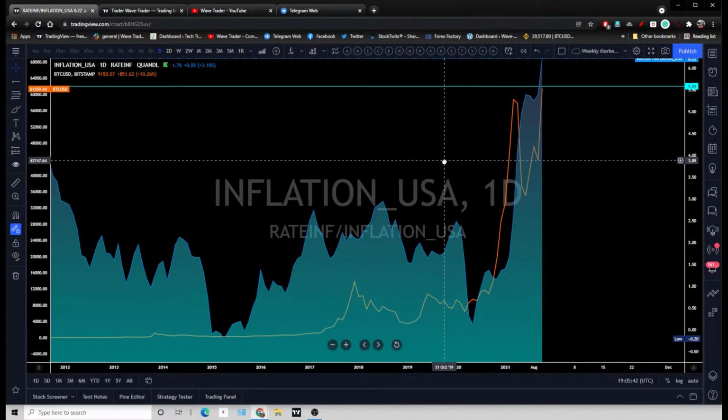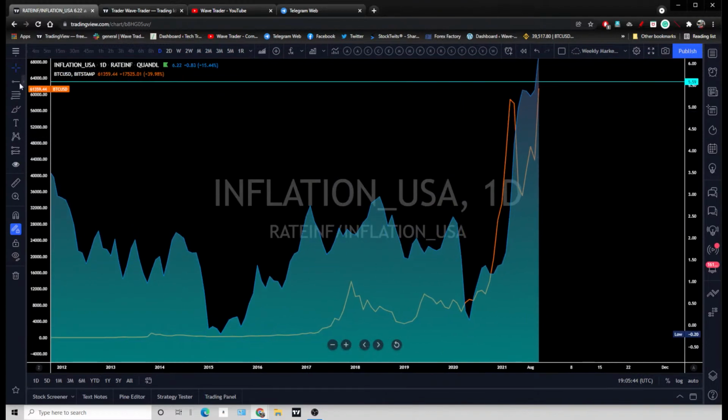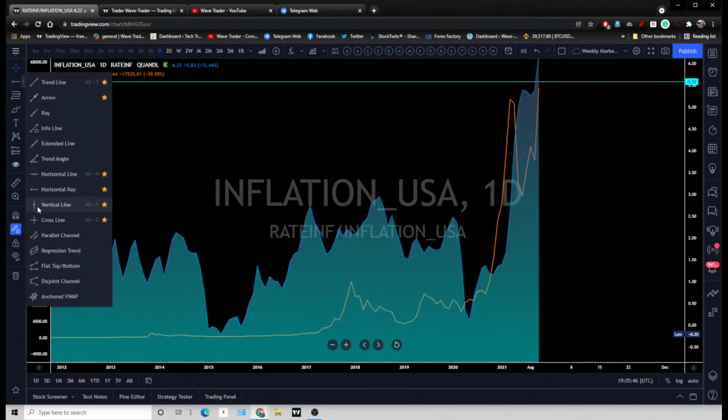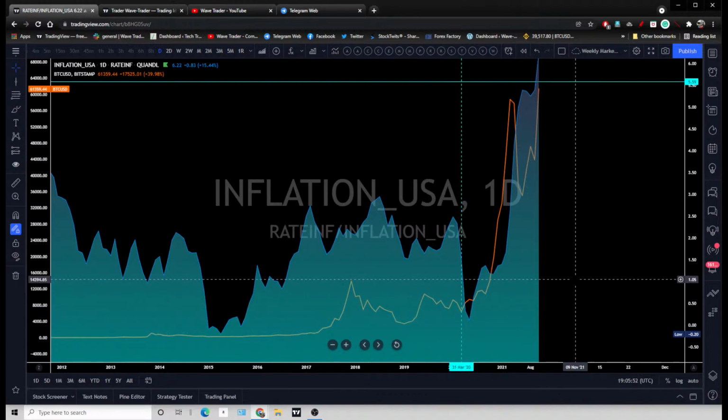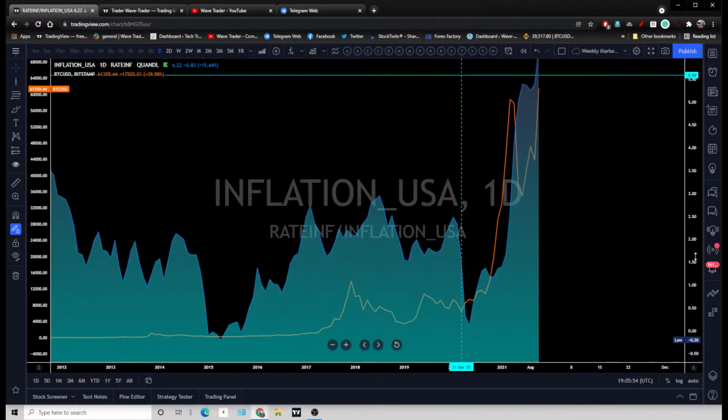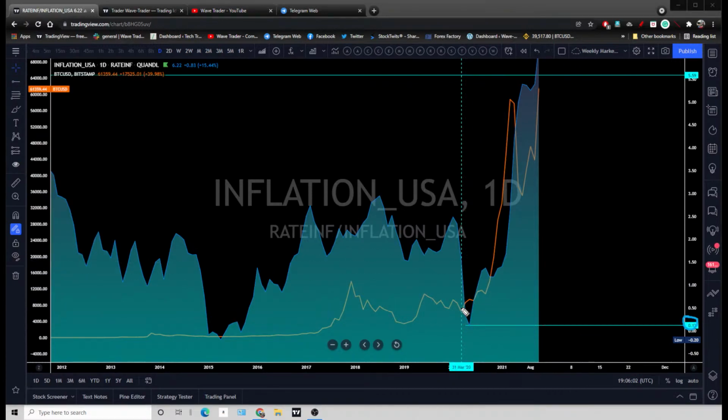Okay, so clear. So let's just look at that, and then we're gonna remove the inflation chart. Okay, so there where the crash came on Bitcoin. All right, and at the same time we have seen a crash on the inflation too. All right, so inflation came close to zero. Bitcoin was there, inflation was there, and that was the end of that bearish cycle. Then it started to rise.